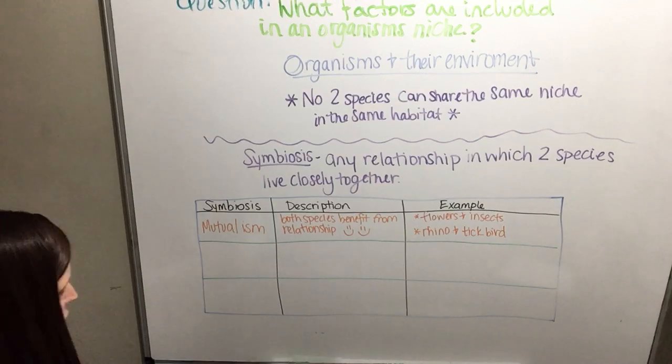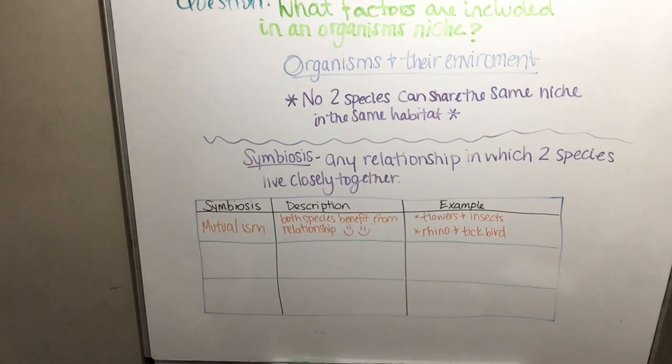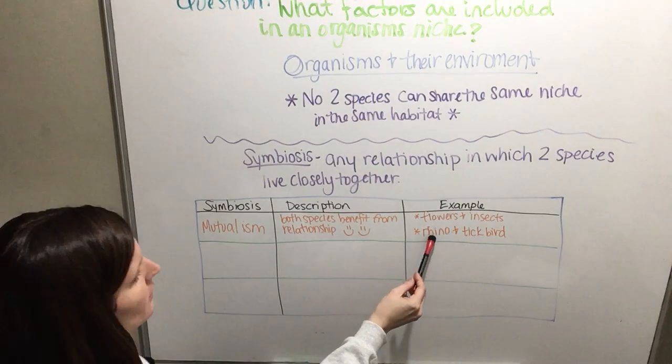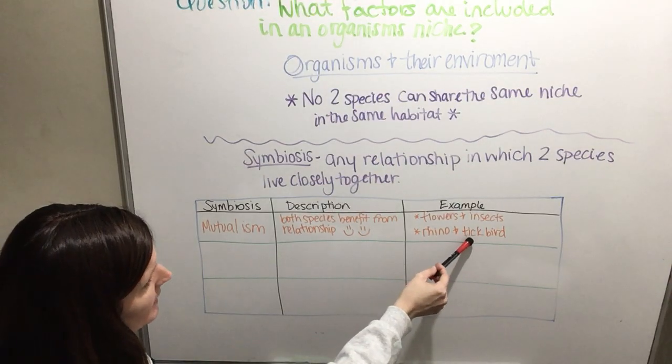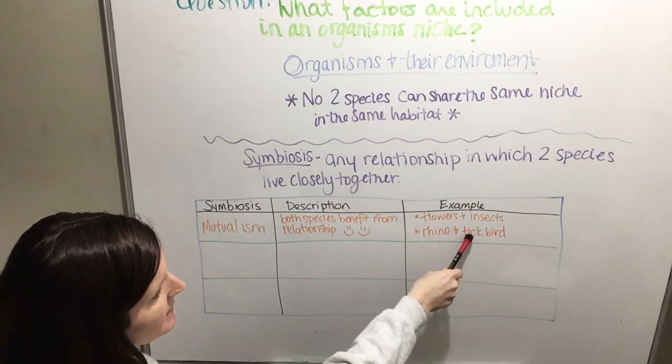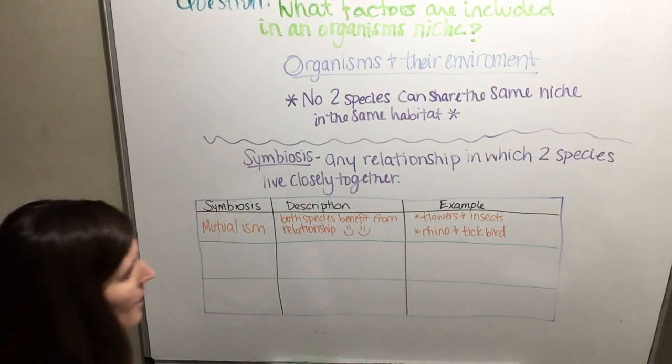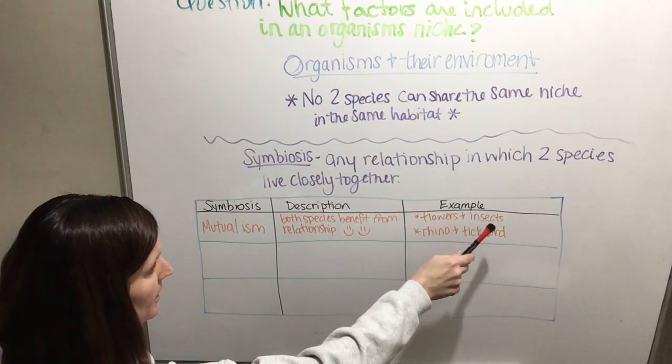Okay, so that's your first one. That means that in the relationship, both organisms benefit from it. They're both happy. In the case of the rhino, the rhino is happy because the tick bird is eating bugs off of it. The tick bird's happy because it's getting its bugs for dinner. So they're both happy. Flowers need the insects to pollinate.